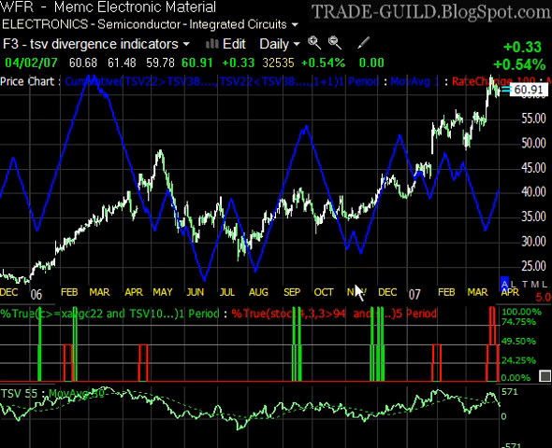So as you can see, it's a pretty nifty little tool. It doesn't work on everything. Not every signal is a good signal, but it brings it to your attention. So anyway, what I want to show you really quick, WFR, I thought it was a short here.